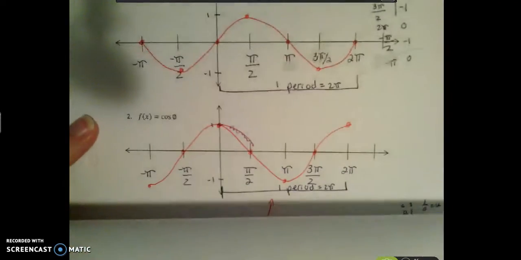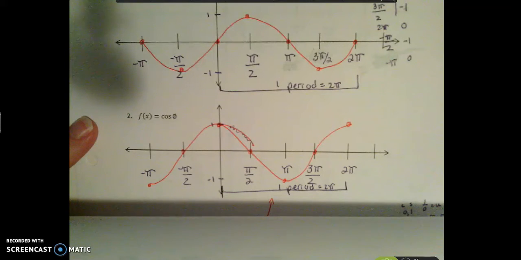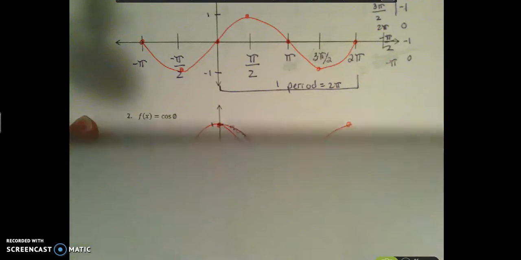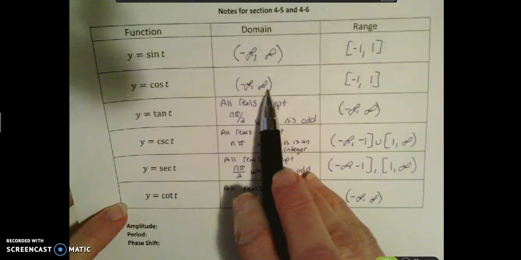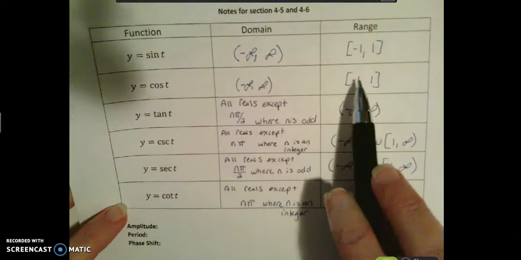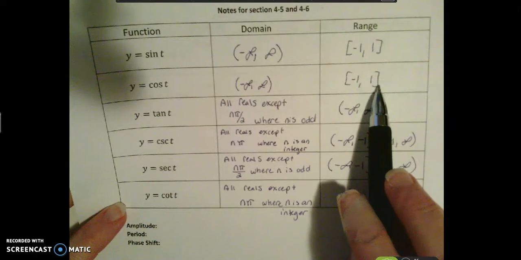So here's our cosine curve, right? And that goes on forever also. So our domain is negative infinity to positive infinity, and our range is -1 to +1.